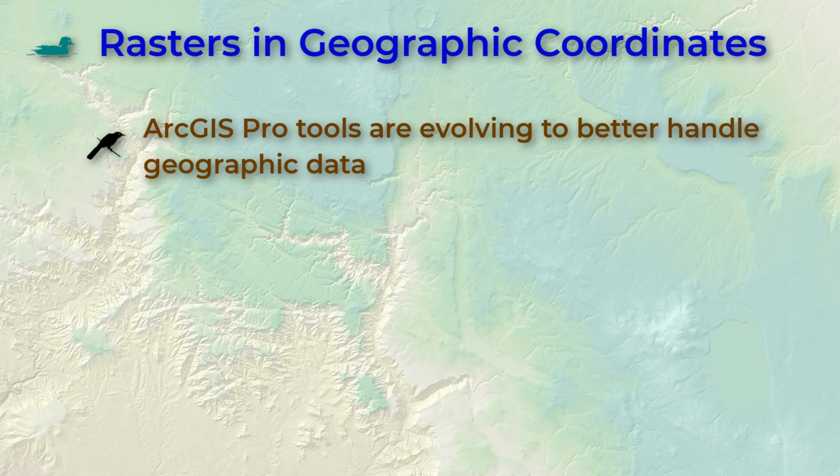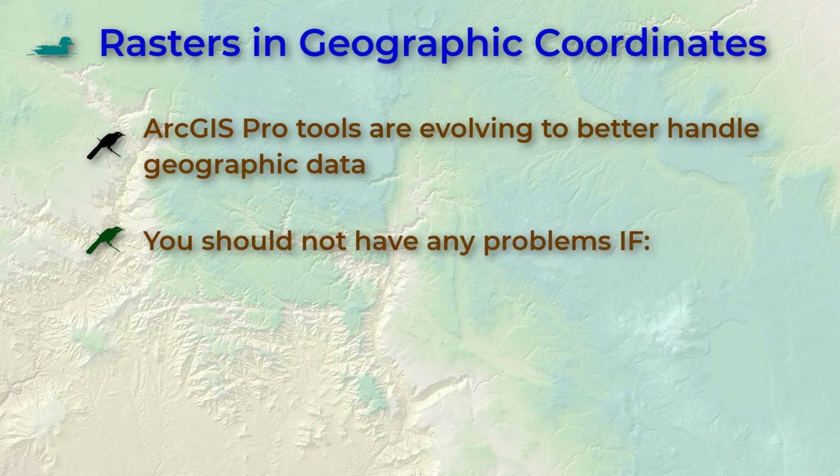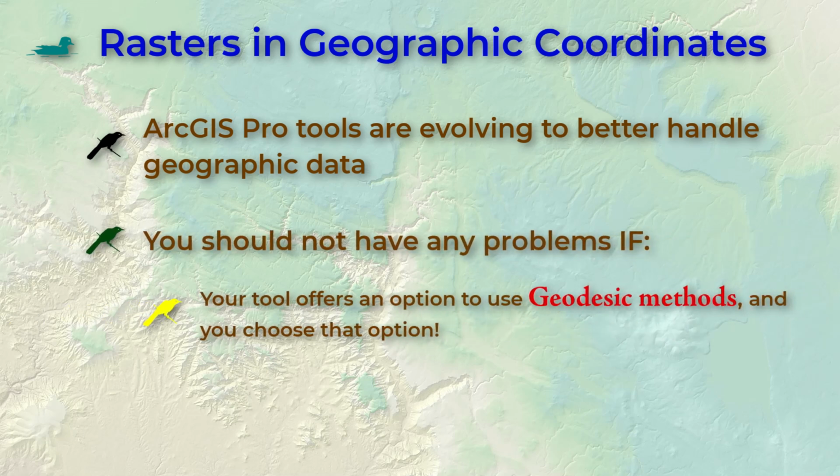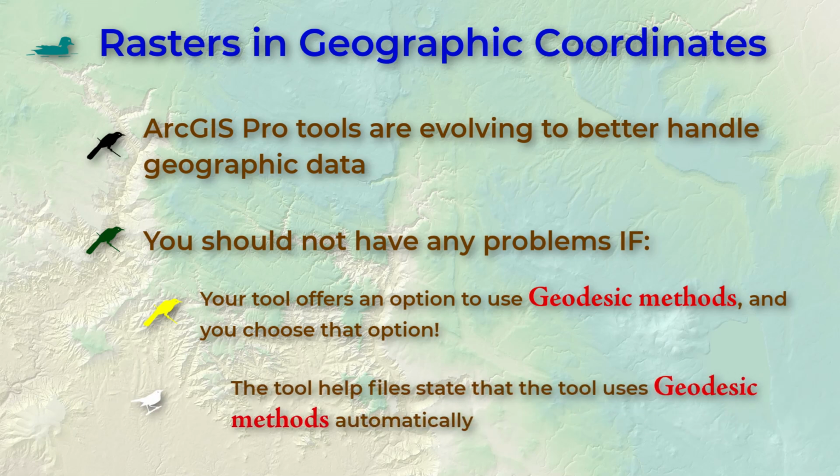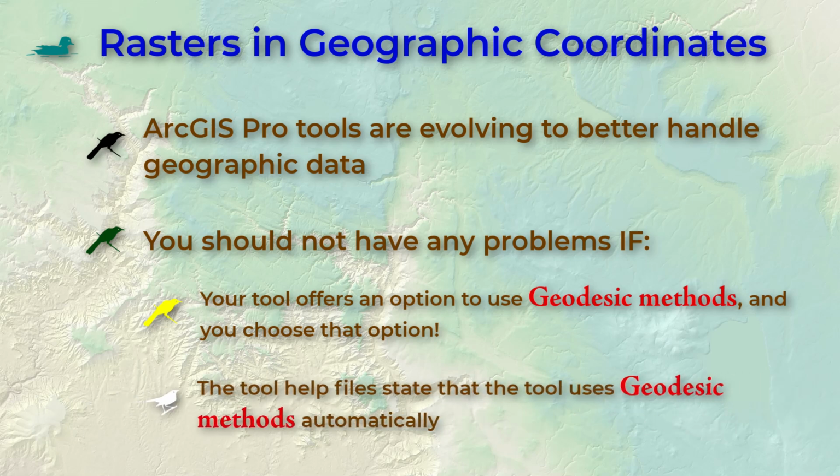For the tools that analyze the topographic surface, like the stuff we discussed in the last two videos, the problems stem from the fact that ArcGIS incorrectly calculates horizontal distance over the landscape. I'll explain that in a second. For now, though, understand that if the tools offer an option for geodesic calculations, or if the help files state that the tool uses geodesic methods automatically, then you should be fine with geographic rasters.